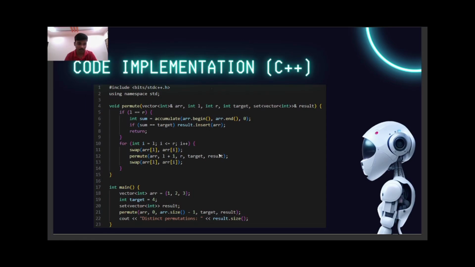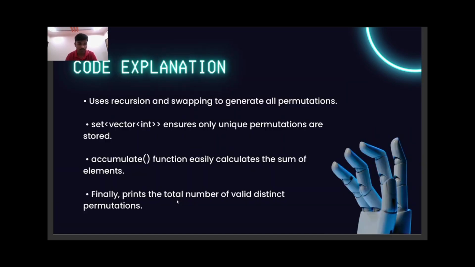We have used swap to swap the index of I with the index of first, and then we call the permute function for checking the next combination. Then we use the swap function again for rearranging the array. And in the main function we have just the input types.